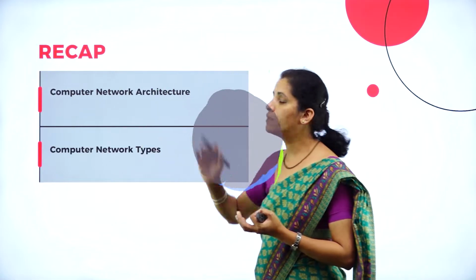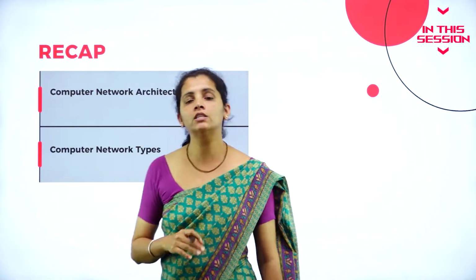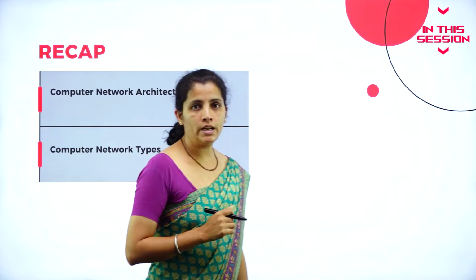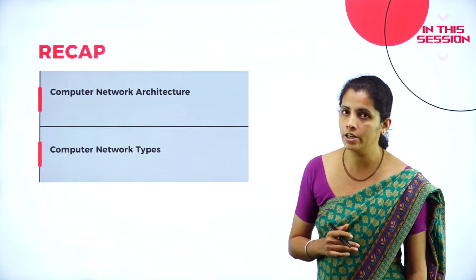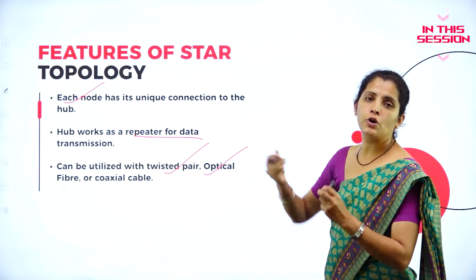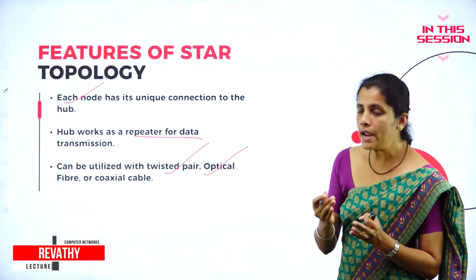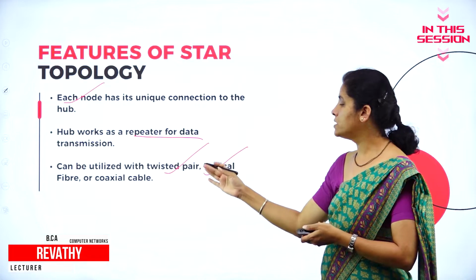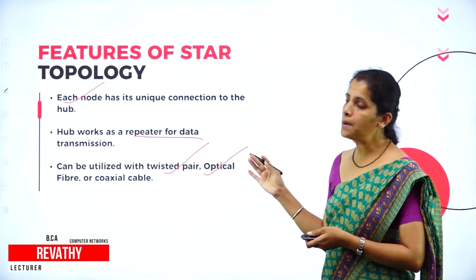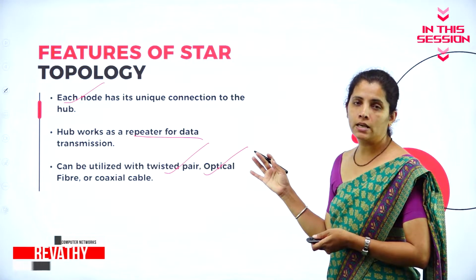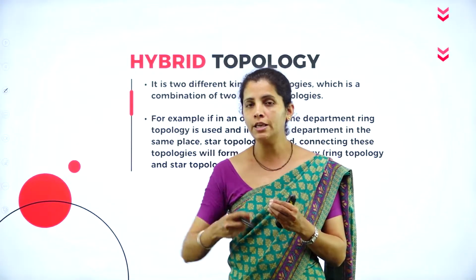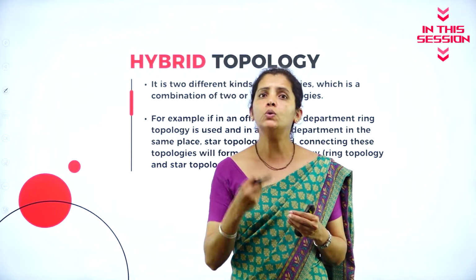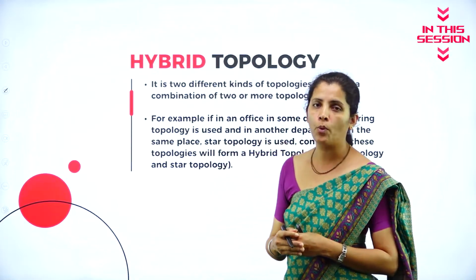There are two types of computer network architecture. One is peer-to-peer computer network architecture and another one is client-server architecture. Star topology: all the connections are made by using twisted pair cable, coaxial cable or optical, that is fiber optic. Hybrid topology is nothing but the combination of two or more other topologies.